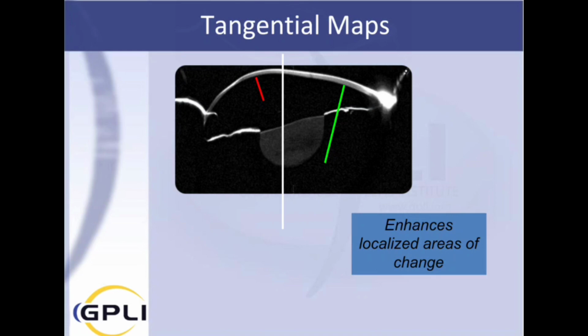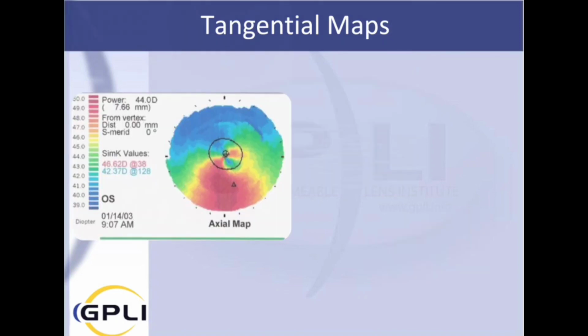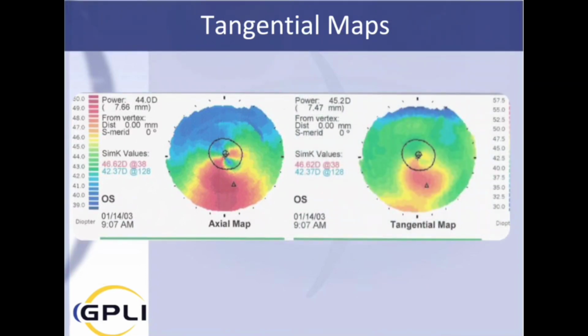Tangential maps do not require the radius of curvature to be anchored to that central axis. Therefore, tangential maps will enhance local areas of change in the periphery. In this patient with keratoconus, the axial map will show a broad diffuse area of change. The tangential map will show more localized areas of change and can identify the top of the cone.